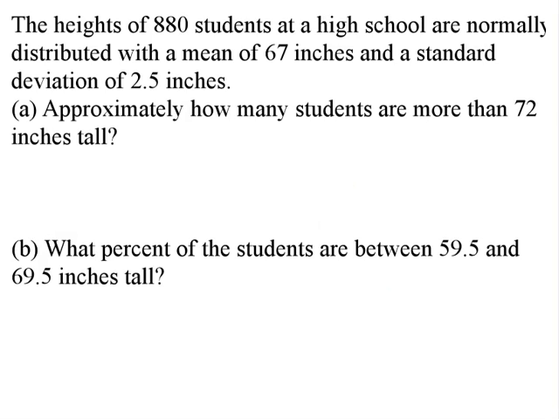So now let's look at this. It says the heights of 880 students at a high school are normally distributed with a mean of 67 inches and a standard deviation of 2.5 inches. Approximately how many students are more than 72 inches tall? So if I were to think about this, they said it's a normal distribution, so it's going to be something like this, the normal curve, right? And here in the middle is what value? 67.